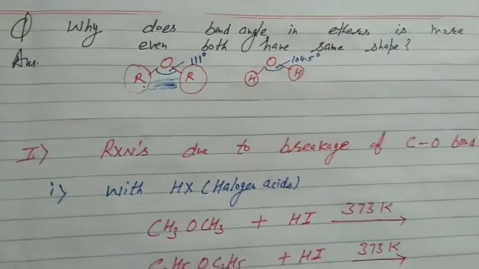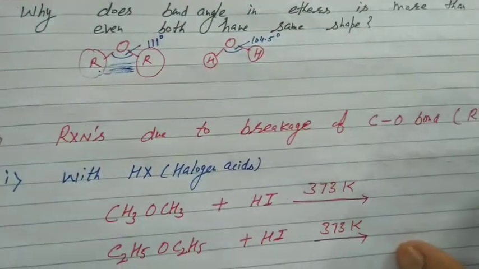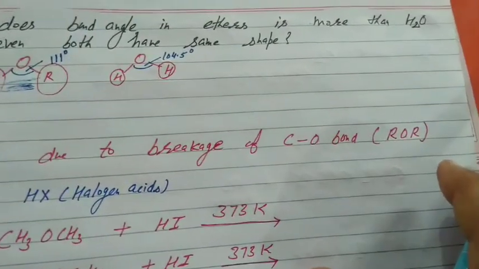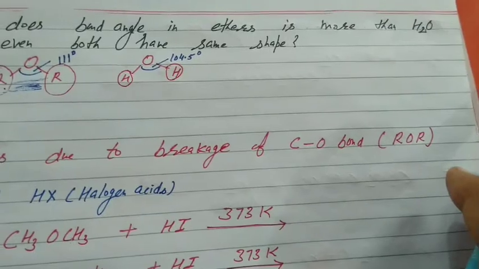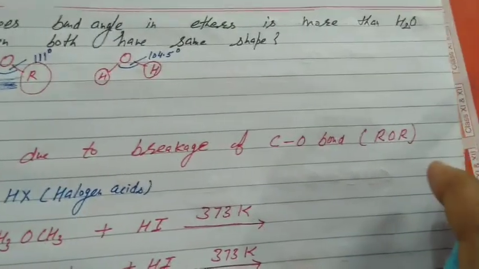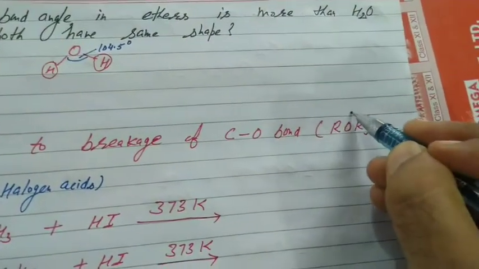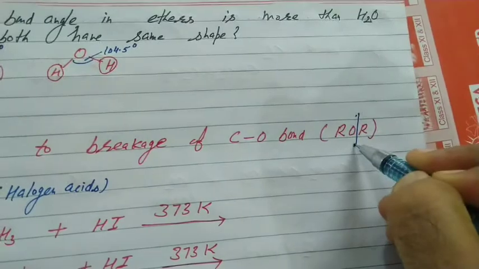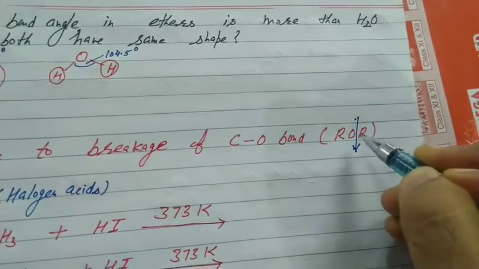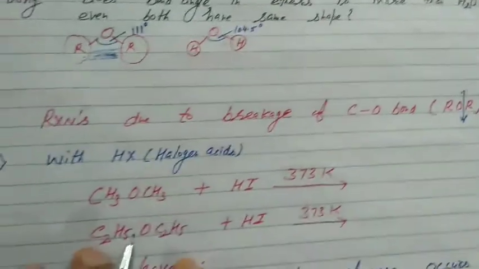Next, chemical properties. The first one is reactions due to the breakage of the carbon-oxygen bond in ethers. Chemical properties we are going to discuss one by one. At first, chemical reactions due to the breakage of the carbon-oxygen bond in ethers. What is the formula of ether? ROR. What will happen, students? Breakage of the carbon-oxygen bond. One by one we will discuss.